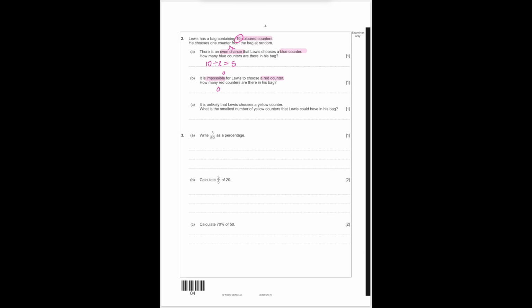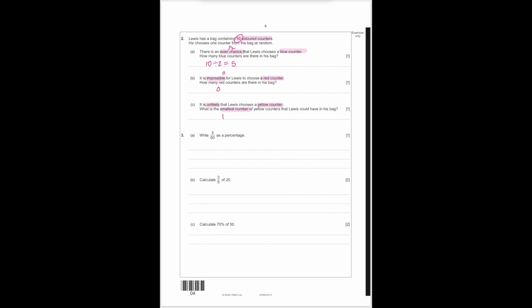And then part C, it's unlikely that Louis chooses a yellow counter. So unlikely for a yellow counter. What is the smallest number of yellow counters that Louis could have in his bag? Okay, so if it's unlikely, we want less than half a chance, and we want a lot less than half a chance, really. So we don't want it to match with any other possibility. So I say if it's unlikely that he chooses a yellow counter, the smallest number of yellow counters he could have would be 1. 1 out of 10 is an unlikely probability.